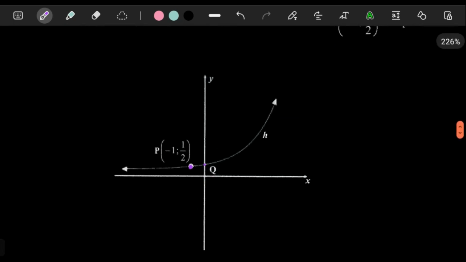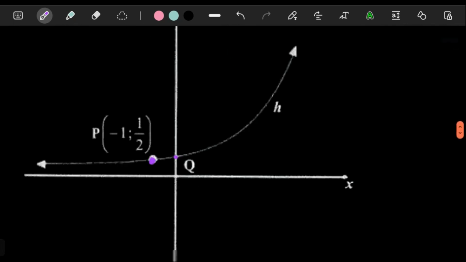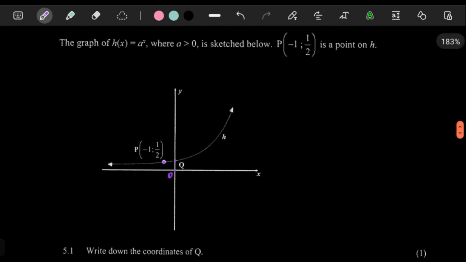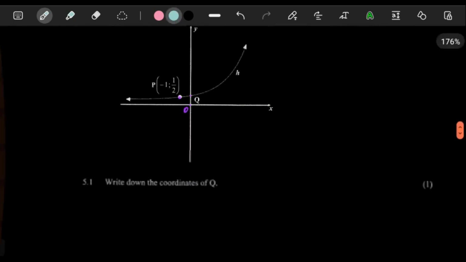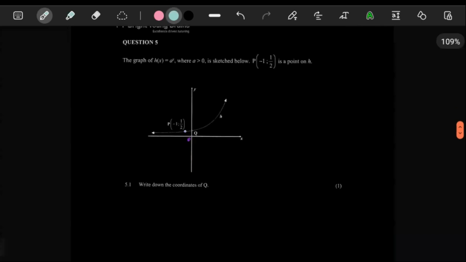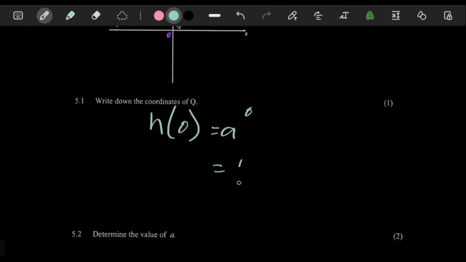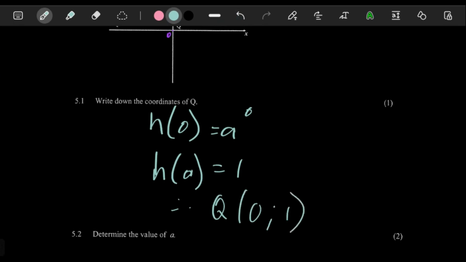So writing down the coordinates of Q, I'm hoping Q is the y-intercept, because that's the only logical thing. If they were talking about this point, they would normally label it O, because that would be the origin. To get Q, you don't even have to worry about a, because you just make your x value 0. Anything to the power of 0 is 1, so it doesn't matter if you don't have a. So for Q, the x value is 0 and the y value is 1.